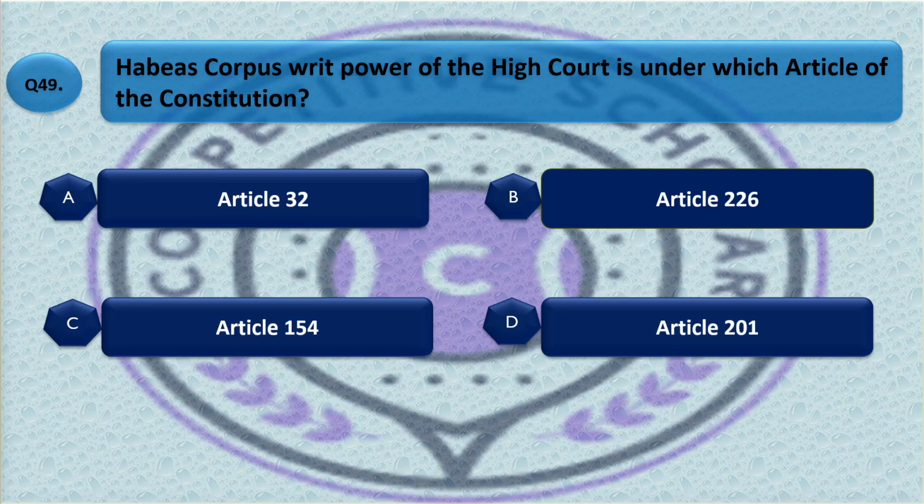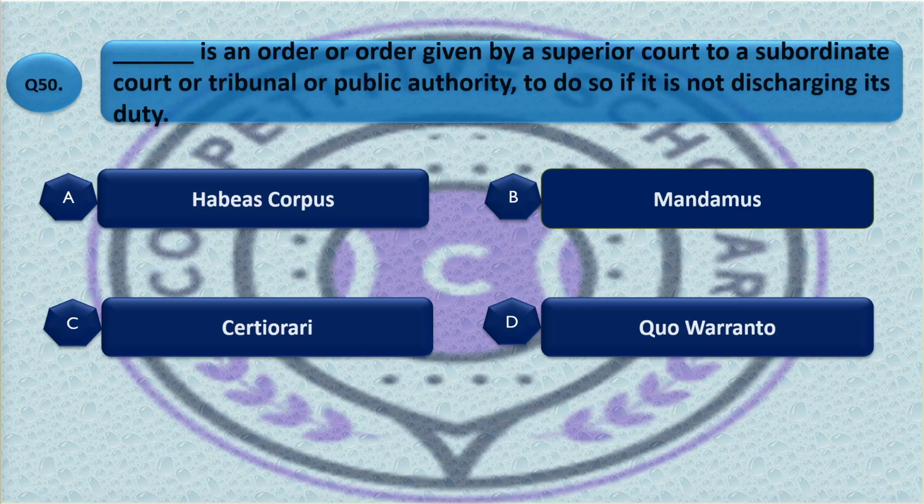Question number 49. Habeas corpus writ power of the High Court is under which article of the Constitution? Article 32, Article 226, Article 154 and Article 201. So what will be the answer? It is option B, that is Article 226. Question number 50. Which one is an order given by a superior court to a subordinate court or tribunal or public authority to do so if it is not discharging its duty? Option A, habeas corpus. Option B, mandamus. Option C, certiorari. Option D, quo warranto.